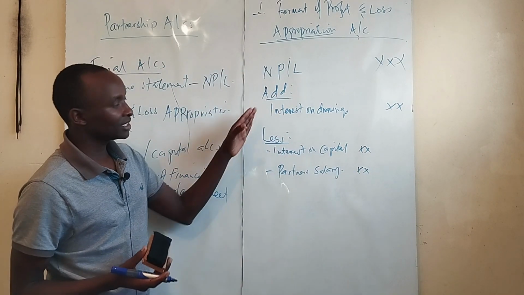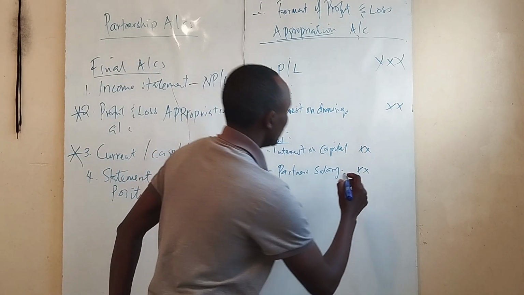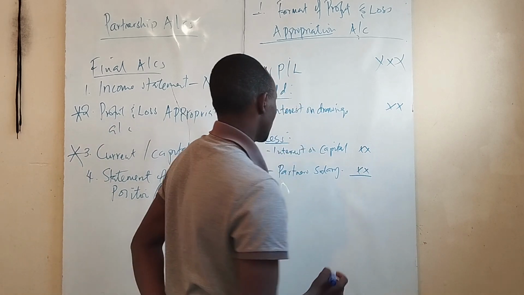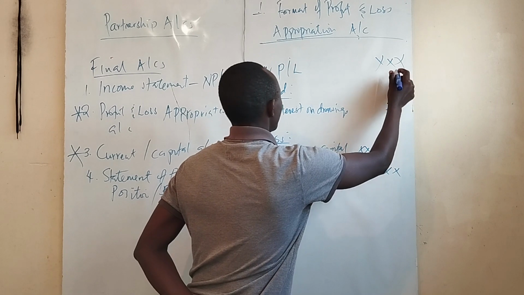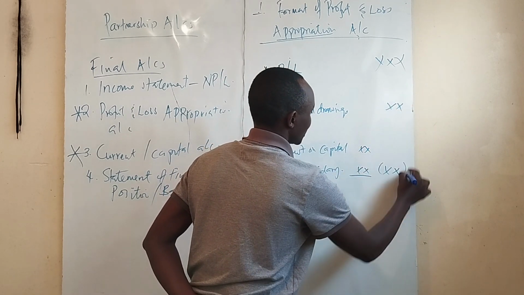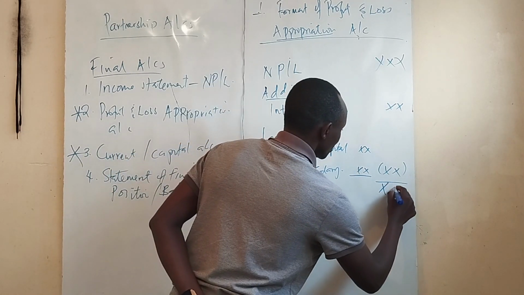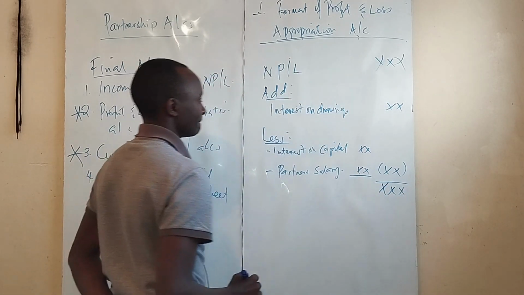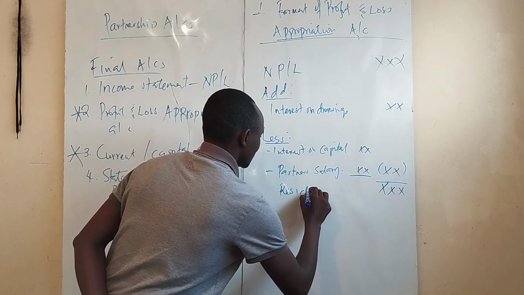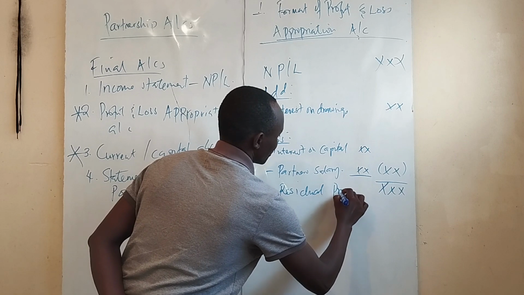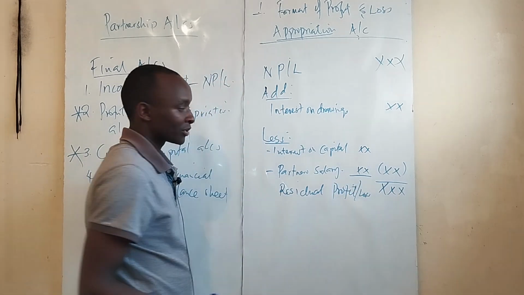So ladies and gentlemen, this is how to do it. Again, you add the two and then you less from this other side. Remember, this one you add and then you less. In accounting, you less by showing it in bracket. So what you are getting there is known as the residual profit or loss.